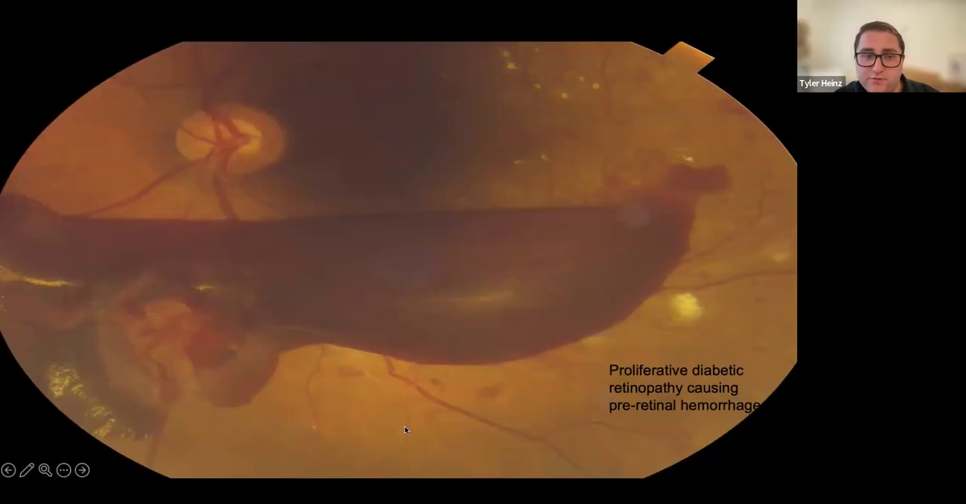Again, we call this a pre-retinal hemorrhage, but this is from proliferative diabetic retinopathy. Again, you can see up here some lipid exudates. You can see some dot blots, some flame hemorrhages. So there's a lot going on in the back of this person's eye. This is real proliferative diabetic retinopathy.